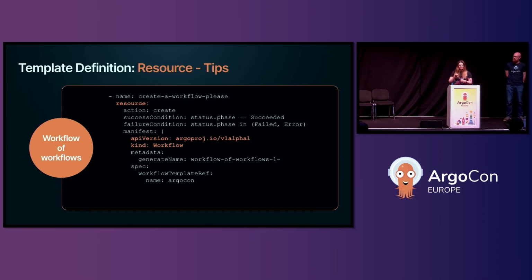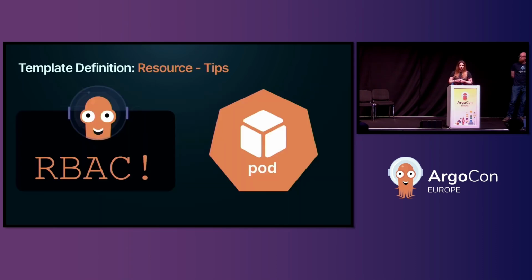Of course, whilst we are talking about resources, it's worth mentioning that a workflow itself is a type of Kubernetes resource. This means you can use a resource template to create more workflows. This is commonly known as the workflow of workflows pattern. You can find examples and discussion of this in the docs. But remember, when defining a resource template, Kubernetes RBAC still applies. If you want to perform an action on a resource, make sure the service account you're using has permission to perform that action.